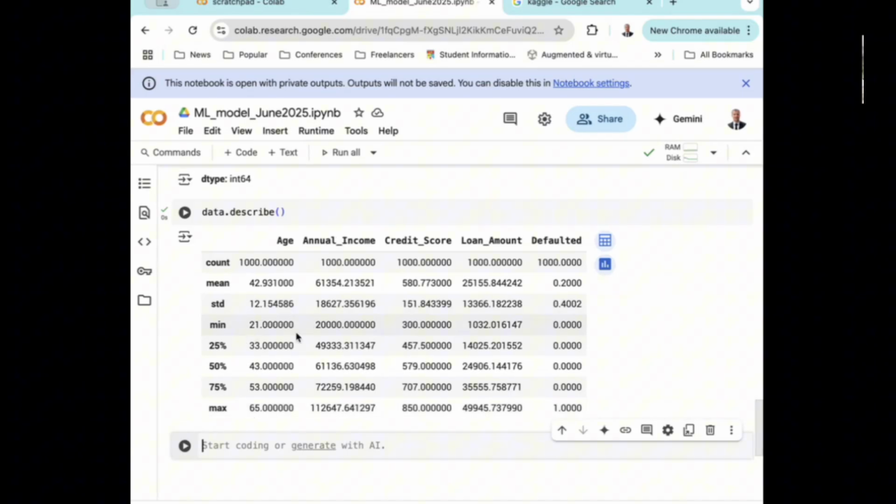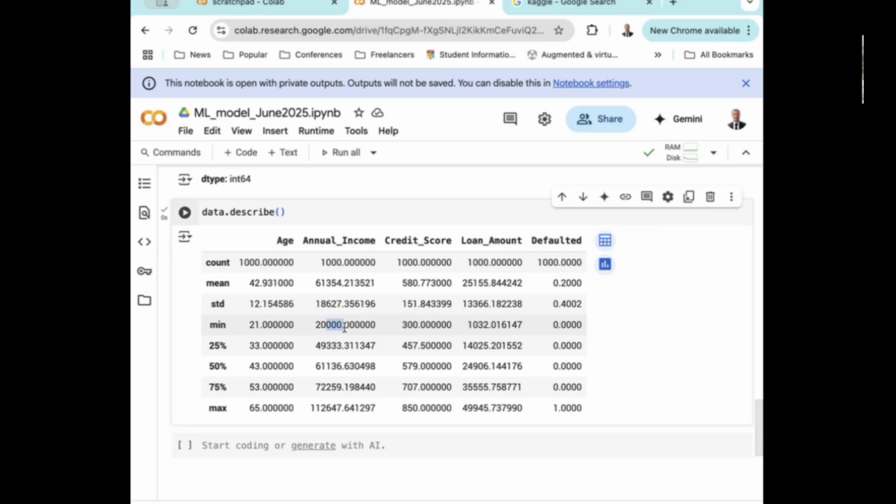Annual income, what is the minimum value? The minimum value is 20,000. Maximum value is 112K. Very big gap. Same goes for credit score, loan, and then the defaulted is okay. It's between 0 to 1, minimum 0, maximum 1. Normalization is about having the data in a small scale. We call it scaling. Or if we are going to have the data between 0 to 1, we call it normalization. What we are going to do now, we are going to scale the data into smaller scales.